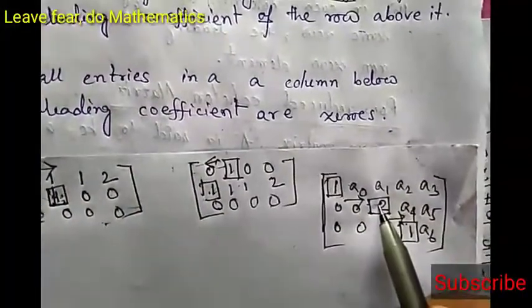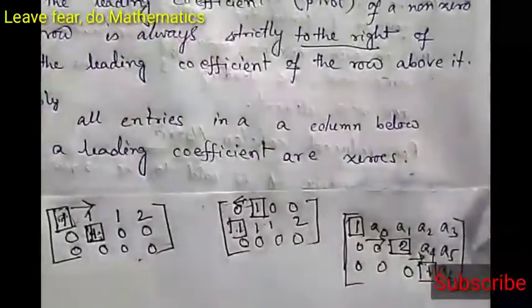So this leading coefficient is at the right side of the above leading coefficient, and this leading coefficient is at the right side of the above leading coefficient. So all the pivots stay in the right side of the previous pivot. So this pivot stays at the right side of this pivot, this pivot stays at the right side of this pivot. So this is the basic condition.